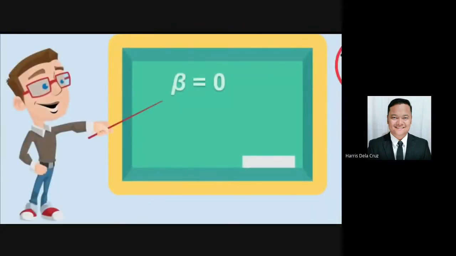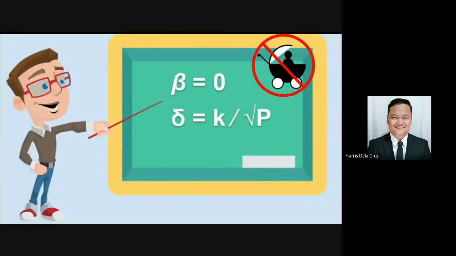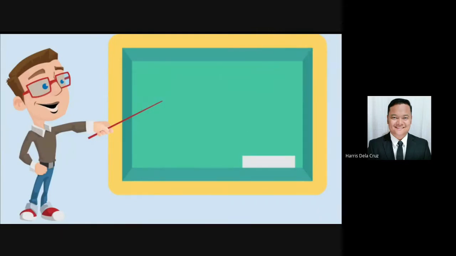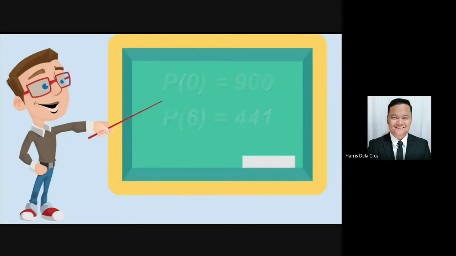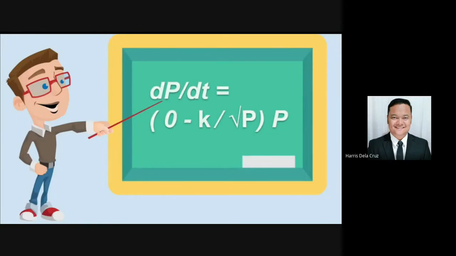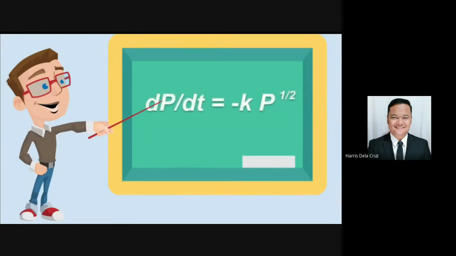Alright, so here's what we know. The birth rate stopped, so that's equal to 0. And the death rate is inversely proportional to the square root of the population. So that's k over the square root of p, where k is a constant. The population started at 900, and after 6 months, it went down to 441. Now we are going to use the formula for the population rate, and we're going to substitute the given values. And then we can simplify that too.